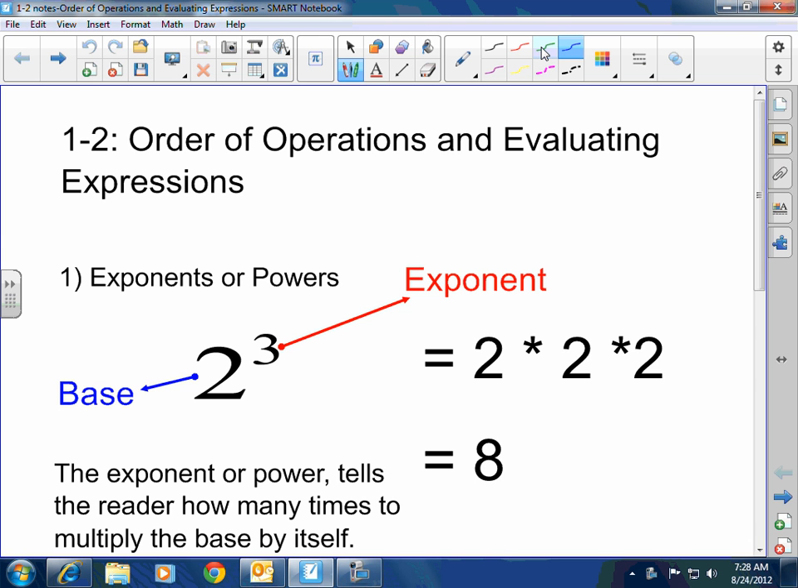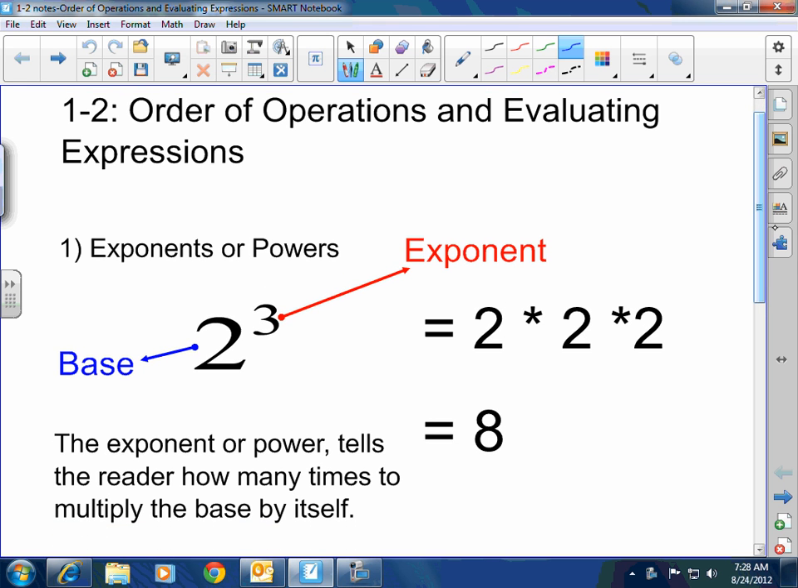Today we're going to be talking about lesson 1-2, the order of operations and evaluating expressions. In order for me to really do a good job here, I'm going to start everything off with talking about exponents and powers. It's very important for you to understand these concepts.